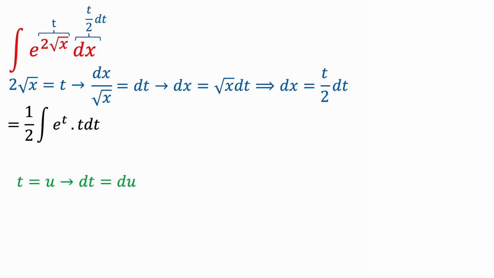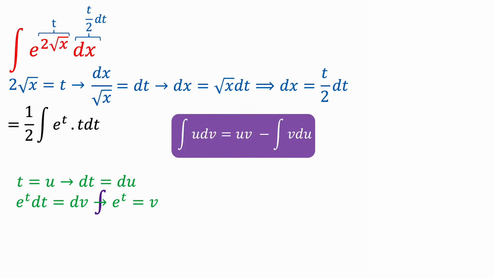So if u equals t, then du will be dt. And e to the power of t dt becomes dv. The integral of e to the power of t, as you know, is just e to the power of t. So e to the power of t is going to be equal to v. Therefore, the result of this integral has a 1/2 coefficient in front. Please do not forget that.